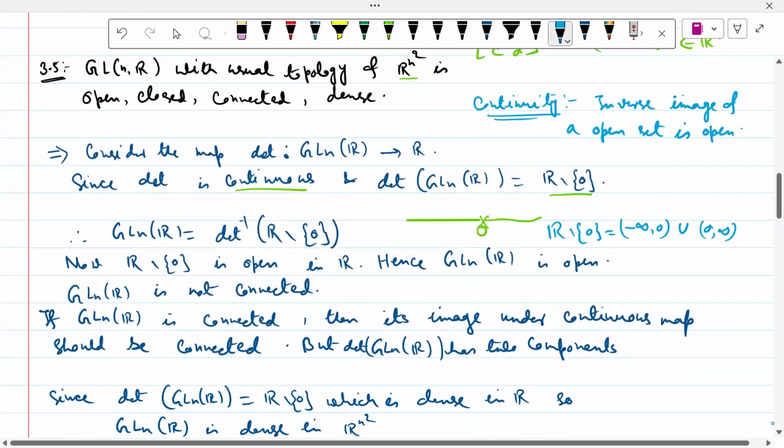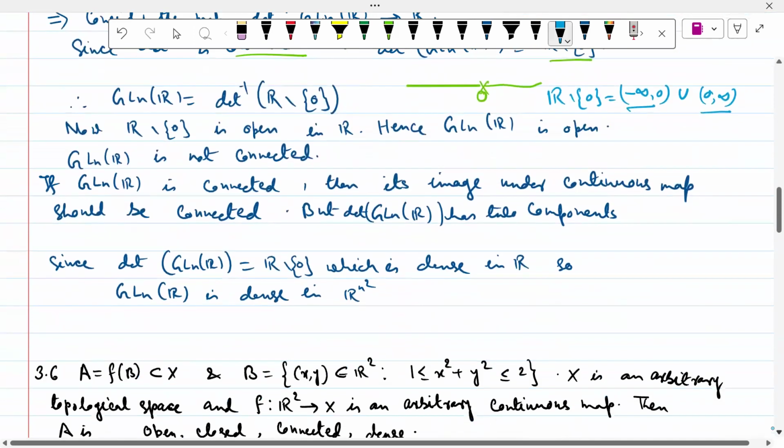And GLn(R) is not connected, because if GLn(R) is connected, then its image under a continuous map has to be connected, because we know the theorem that the continuous image of a connected set is connected. But GLn(R) is not connected. It has two components, one is the negative determinant component, one is the positive determinant component. So GLn(R) is not connected.